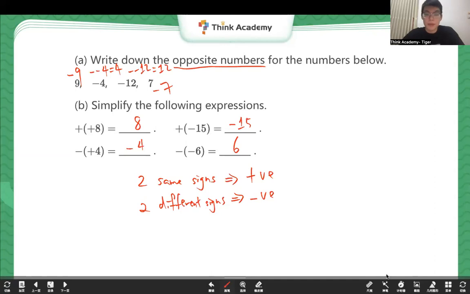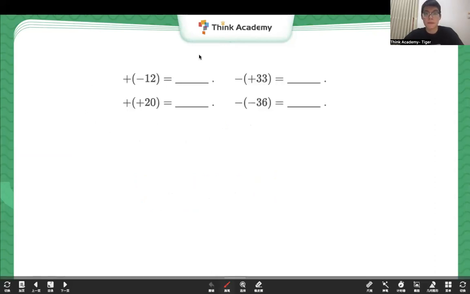So if we're all good, then let's move on to a little bit of calculations. So what is +(-12)? Are they two same signs or two different signs? Well, obviously they're going to be different, right? Yep. So if we have two different signs, it's going to lead to a negative outcome.